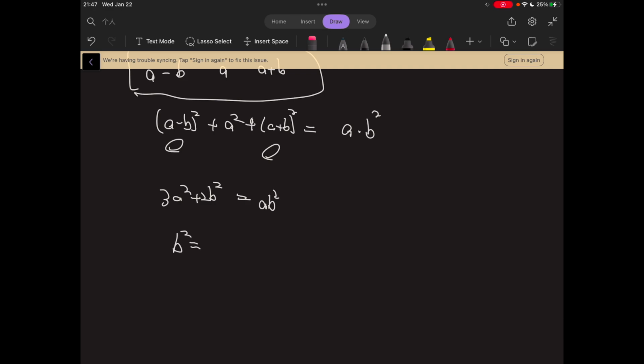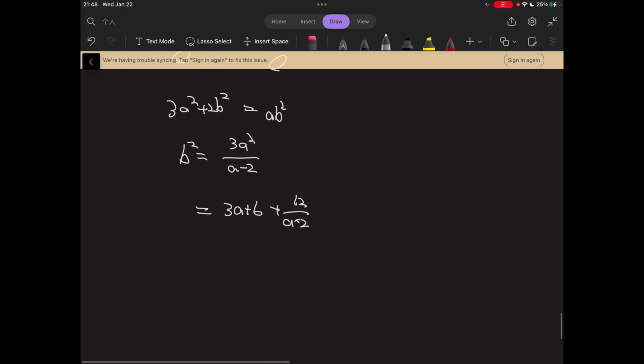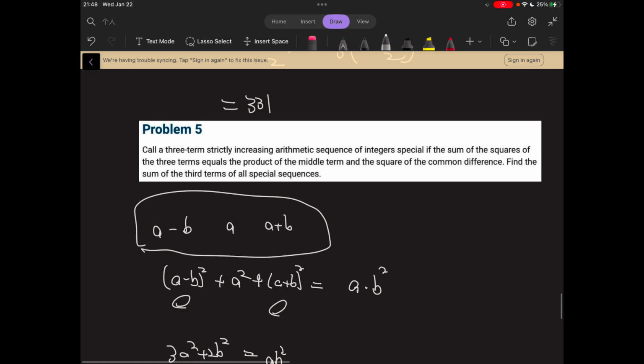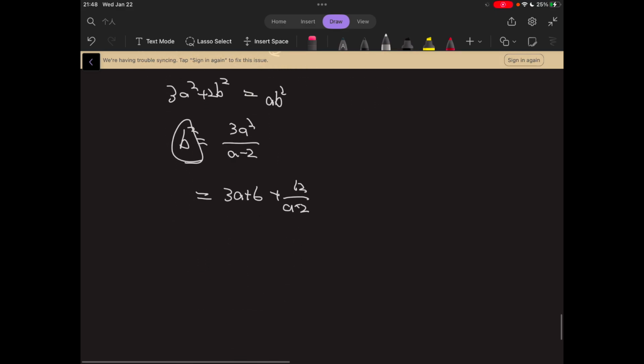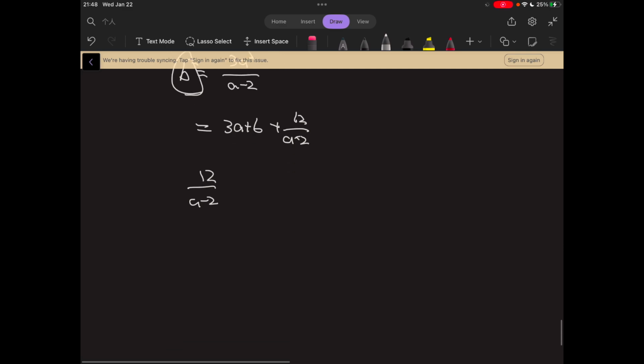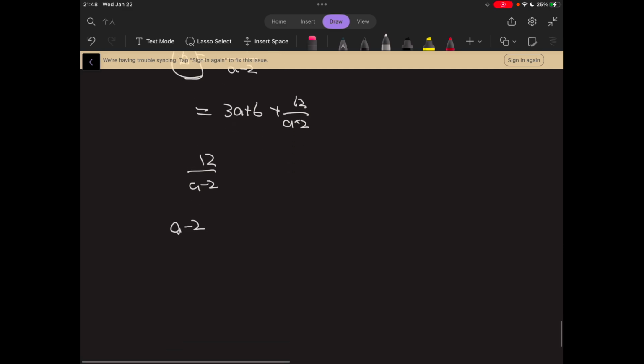Rearranging, isolating b squared, we get this. And then we keep simplifying further, we get this. Now, a and b are both integers, so 12 divided by a minus 2 has to be an integer. So a minus 2 has to equal positive or negative 1, positive or negative 2, positive or negative 3, positive or negative 4, positive or negative 6, and positive or negative 12.